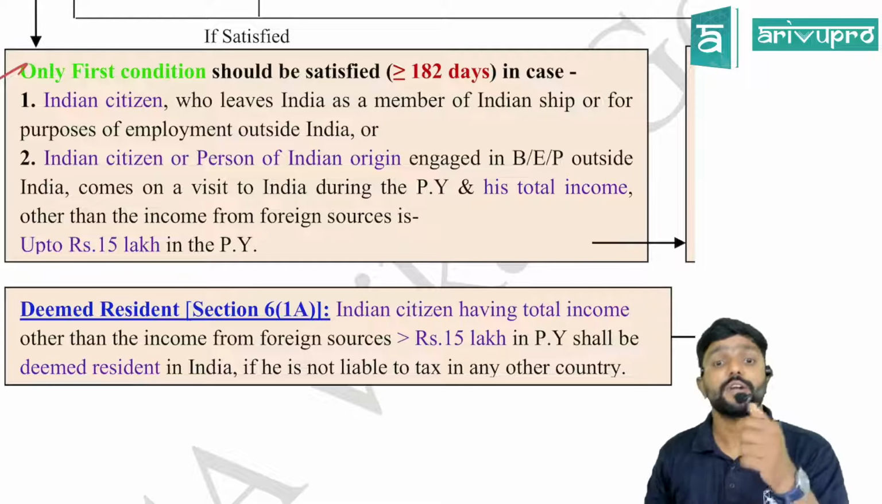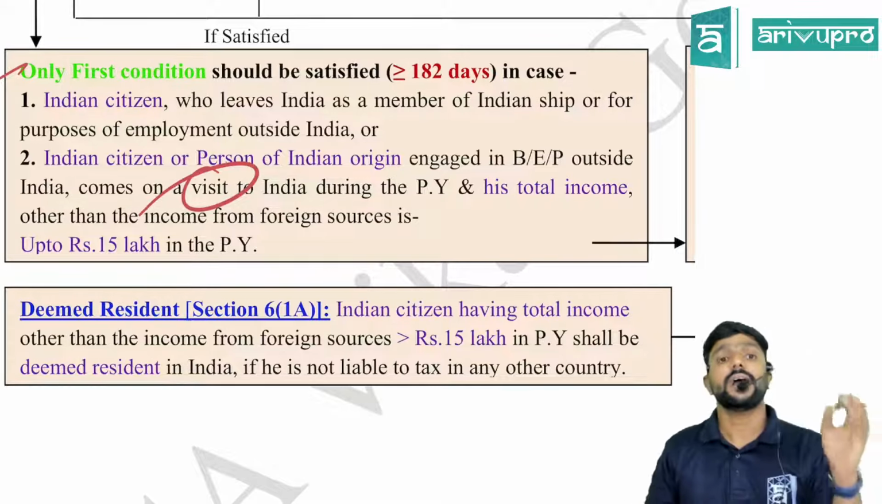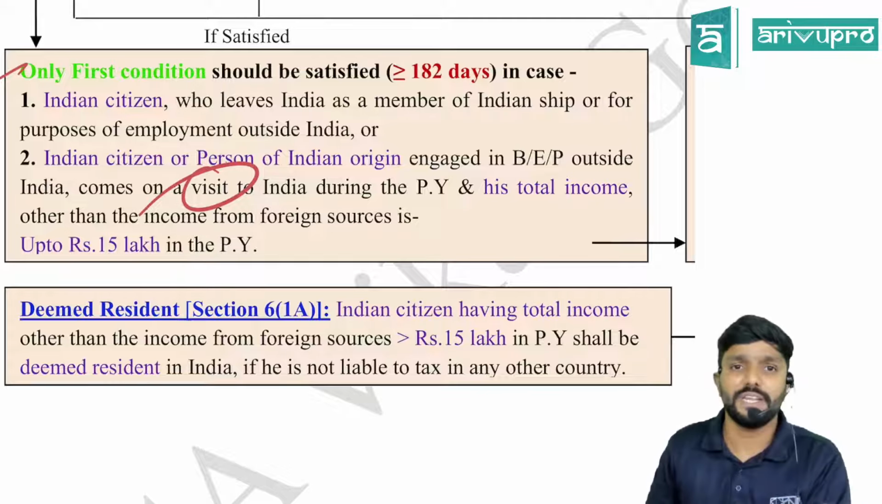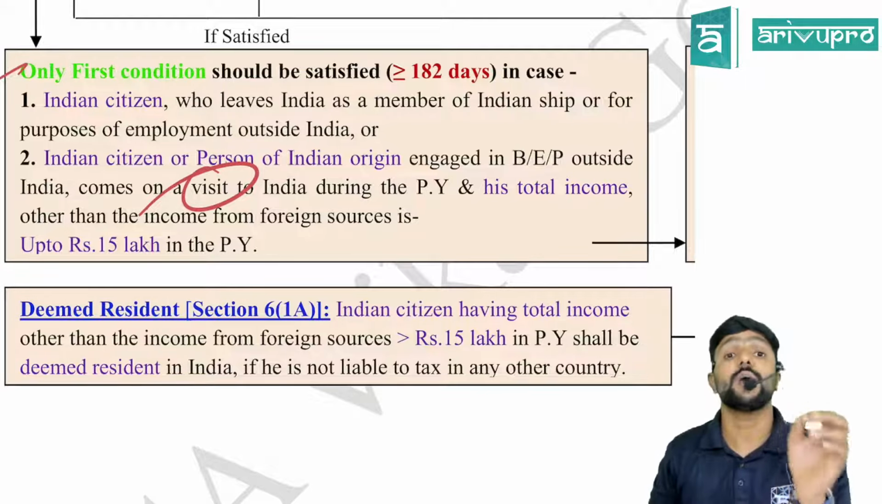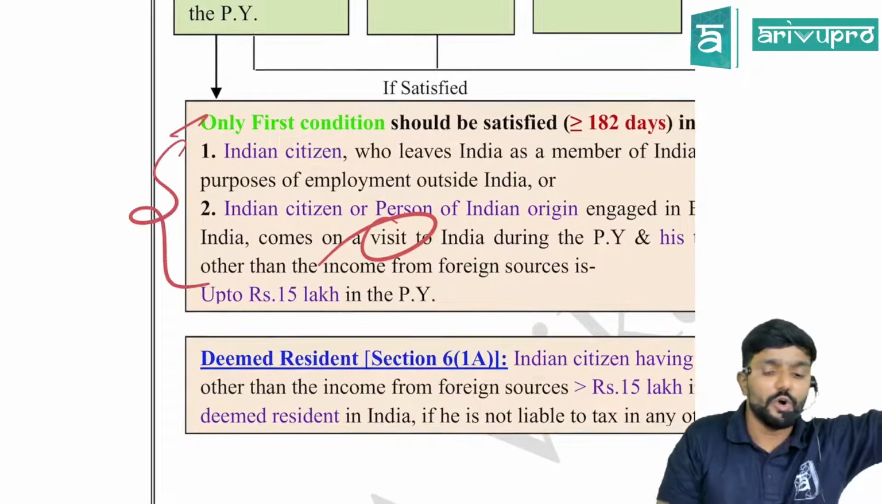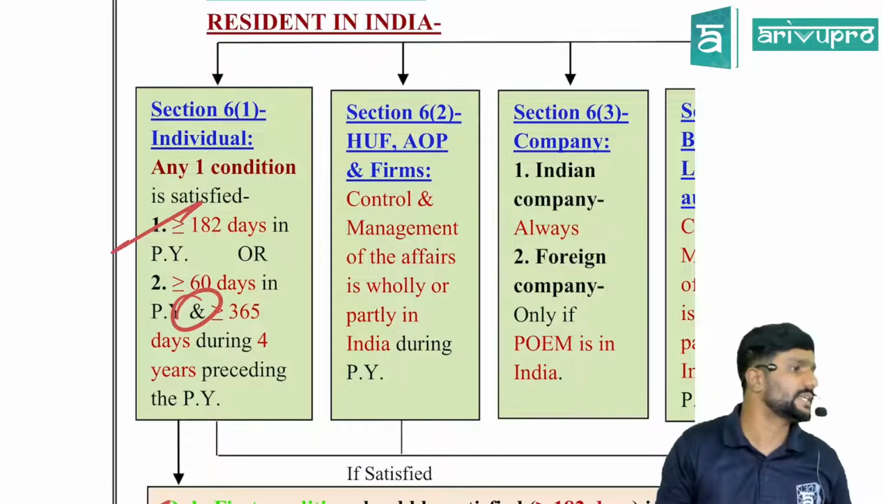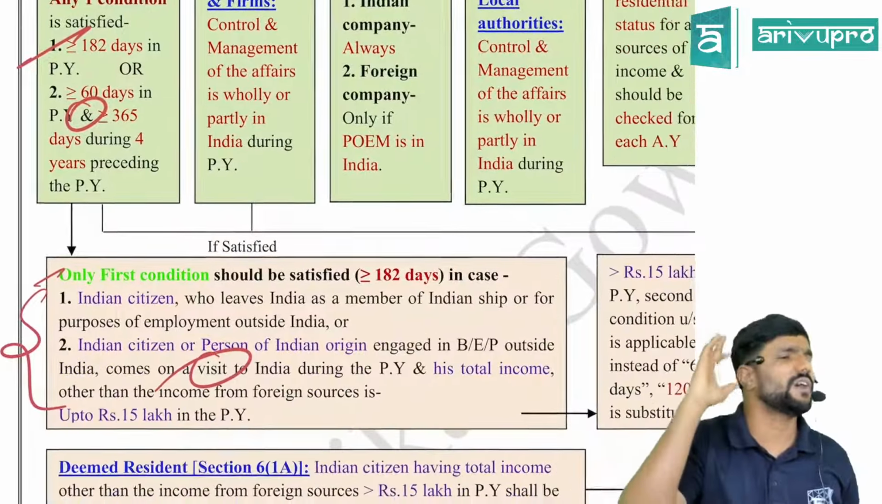to India during when? The previous year. Why? Visit. And his total income other than foreign income, meaning Indian income, is how much? Up to 15 lakh. So in these two cases, what should you do? You should satisfy only the first condition. Only then will you become resident. If not, straight away non-resident.